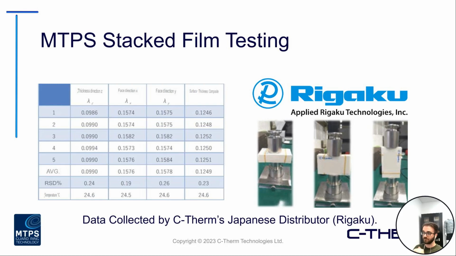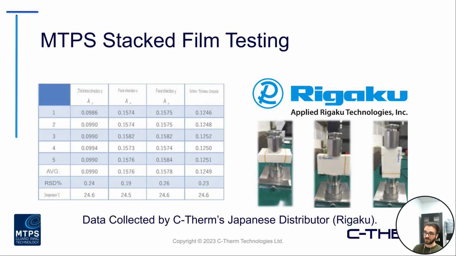Now, for testing of a film on the MTPS, just to be clear, the MTPS will have a minimum thickness requirement. When we're talking about polymers, typically around 1 to 2 millimeters or so. This will vary depending on the properties of the material. So something like a polymer compared to a metal will have two very different thickness requirements.